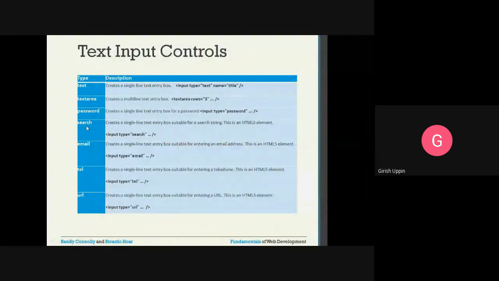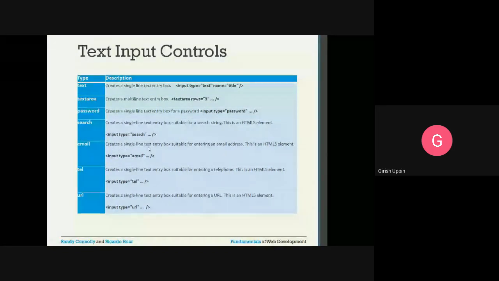Then search creates a single text entry box suitable for a search string. This is an HTML5 element. Here what you will give, type is equal to search, then you will give name and other attributes, whatever you want to include. Email creates a single line text entry box suitable for entering email addresses. This element is an HTML5 element. So here you will say input type is equal to email.